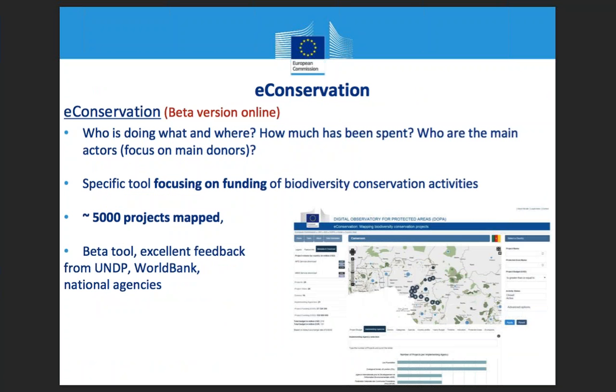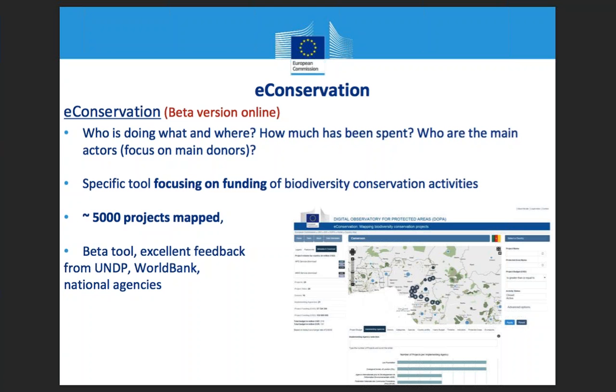Finally, one of the other components of DOPA, of the DOPA umbrella, let's say, looking more to a different angle, looking more to the funding angle, is what is called e-conservation. E-conservation is already available online in a beta version, more for demonstration purposes so far, but the main goal of e-conservation is to understand and depict who is doing what and where in conservation, how much money has been spent in conservation.